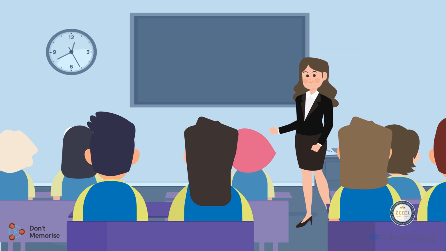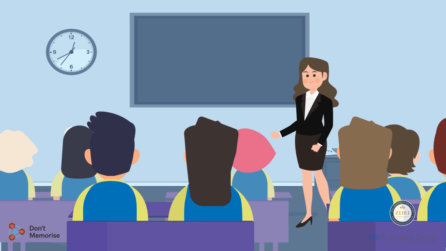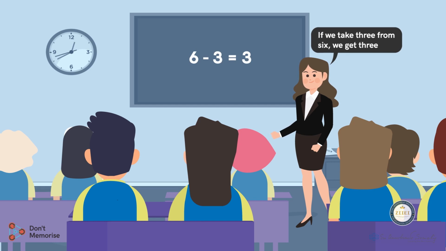Write the third equation, 7 minus 2 is equal to 5, on the board and state that if you take out 2 out of 7, we are left with 5. Write the last equation, 6 minus 3 is equal to 3, and inform the students that if we take 3 from 6, we get 3.